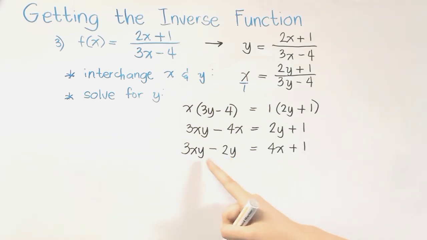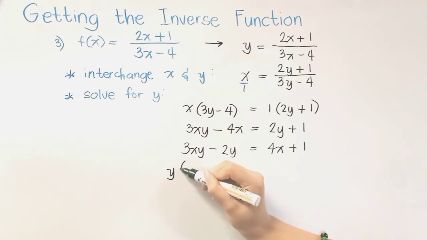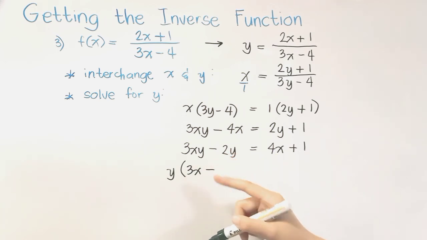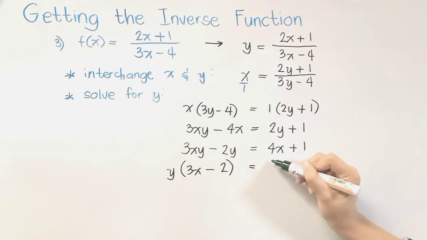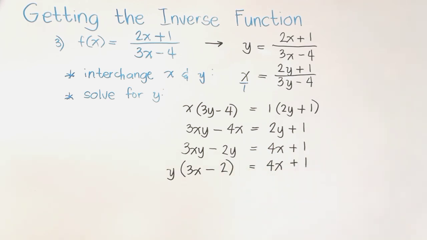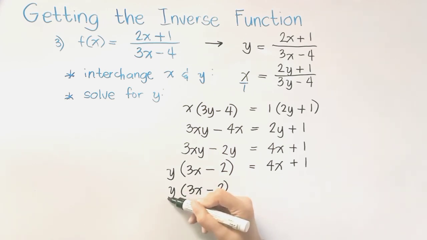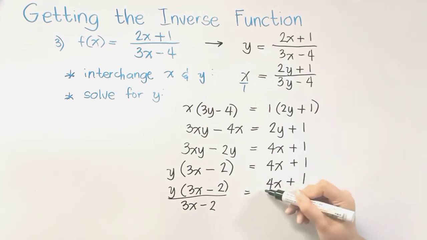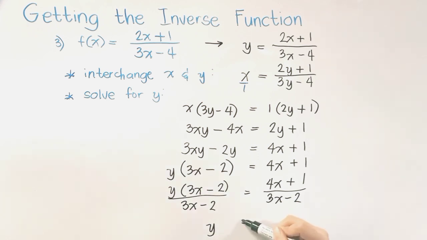Since y is common in our left side, we have to factor it out. So we have here 3xy, so what's left is only 3x, and then in 2y, what's left is only 2. We will simply copy whatever is on our right side, 4x plus 1. To get the value of our y here, we have to divide both sides by the entire quantity 3x minus 2. So this side over 3x minus 2, and our right side as well will be divided by the entire quantity 3x minus 2. Therefore, our y here, or our inverse, will be 4x plus 1 all over 3x minus 2.